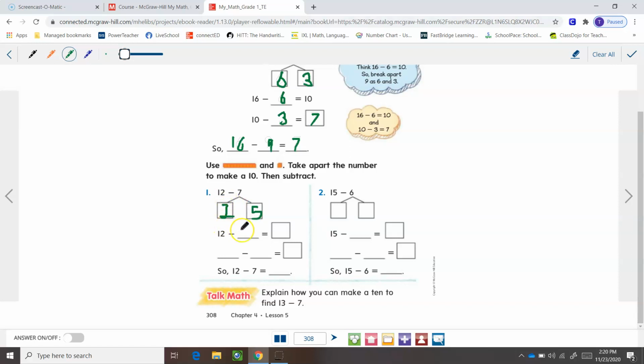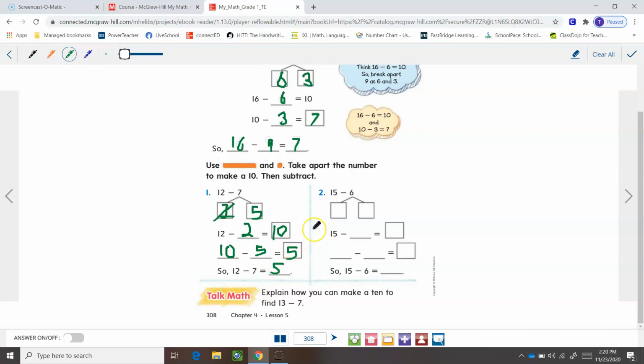So now 12 minus 2, I put my 2 there. So I've used this 2. And so now 12 minus 2, there's my 10. I made my 10. Now I need to take my 10 and go 10 minus the last number from my 7, which is 5. So 10 minus 5 is going to equal 5. So 12 minus 7 equals 5.